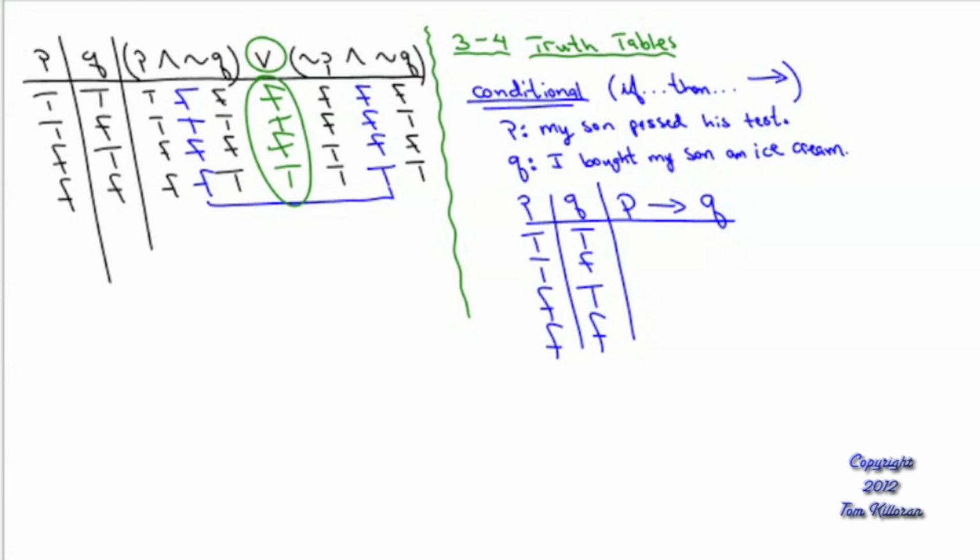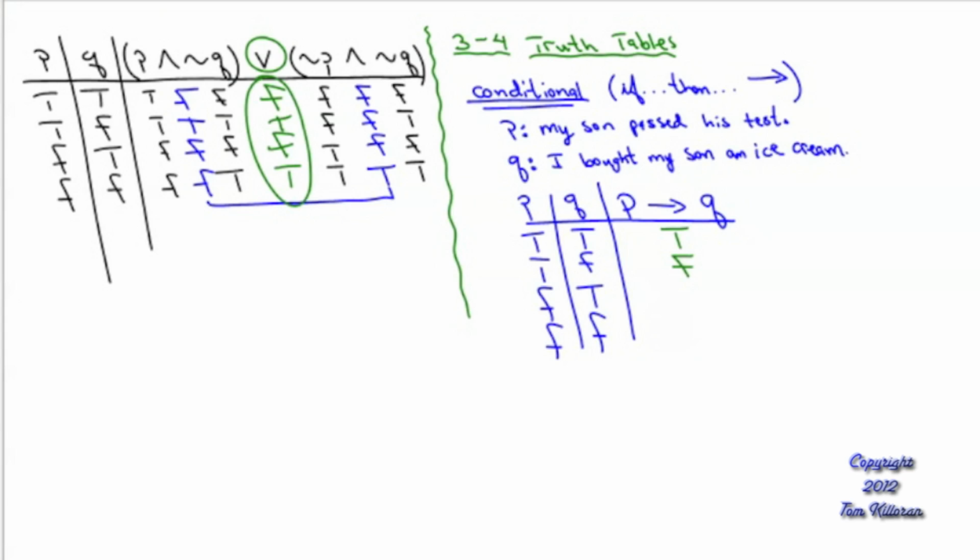So my son went and took his test and he passed it, and I actually took him out to have some ice cream. Did I tell him the truth? Yes. Did I keep my contract? Yes, that's true. My son passed his test, and I reneged on my offer for ice cream. That's false. I broke the contract.